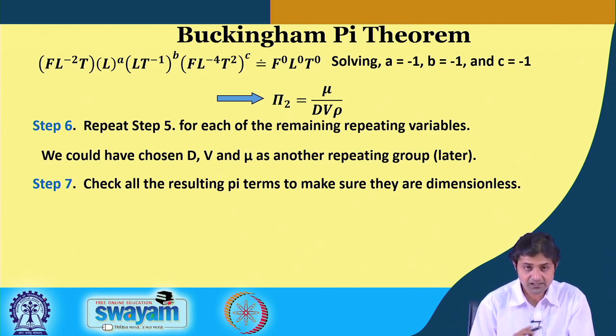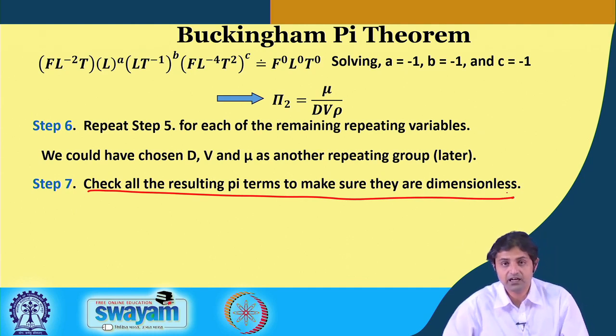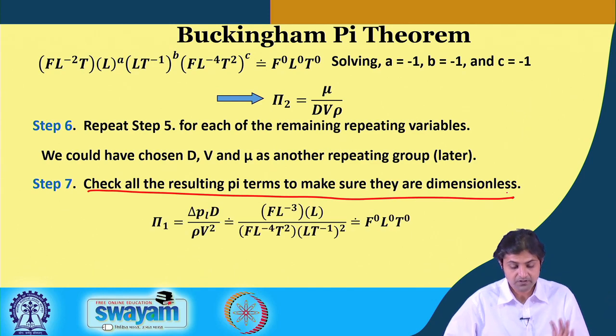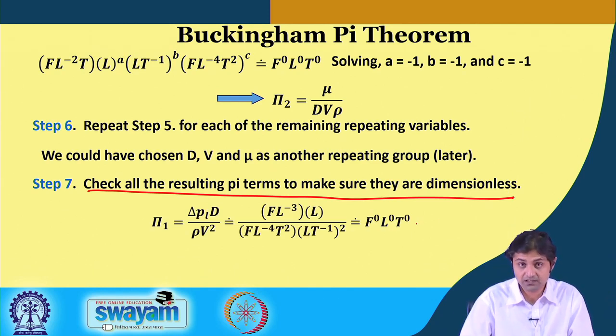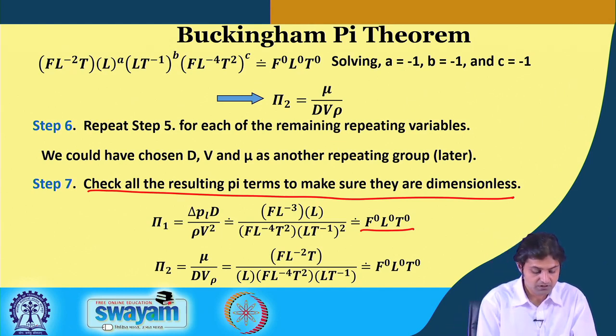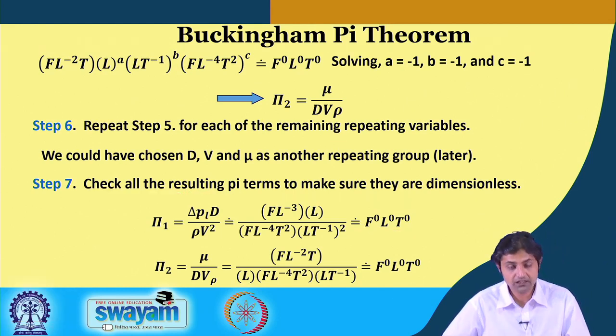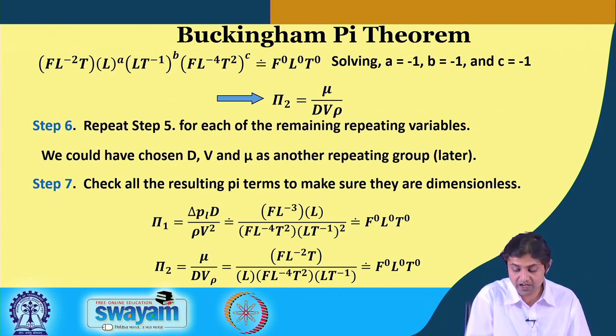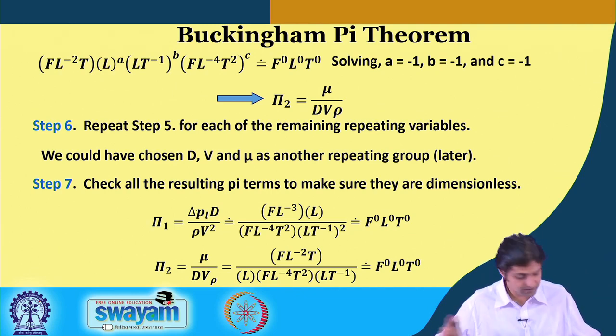Now, step 7 is you have to check all the resulting pi terms to make sure that they are dimensionless. That is an important step. So, here we check again; we actually have done the same steps and the same checking of this term in the last lecture. So, we can see pi 1 is f to the power 0, L to the power 0, t to the power 0, and similarly this is also 0. This is step 7. So, both pi 1 and pi 2 are dimensionless.